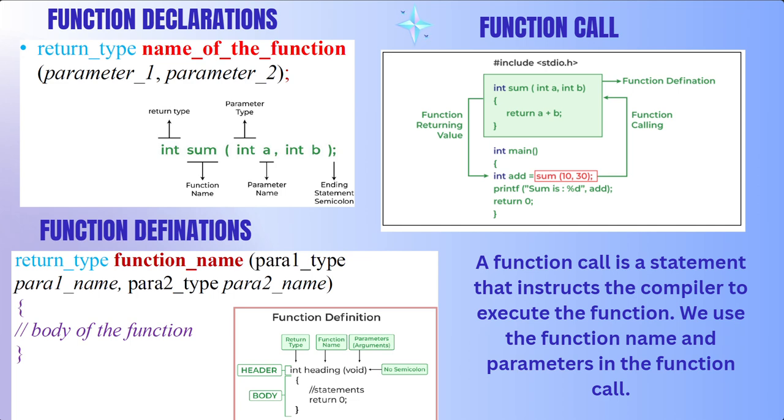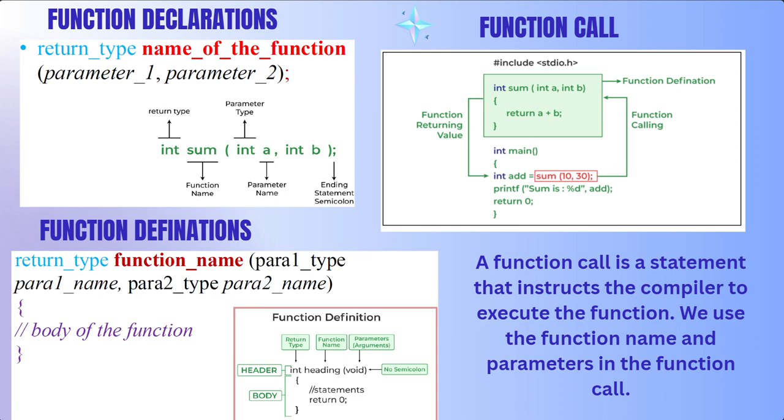Int is the return value, the function name comes next, and void is the parameter list, with no semicolon present. Then inside it we have the statements, and then we return the value. So the body encloses the code which defines the data processing, the steps of the function, and the declaration of the local variables that are used within the function.